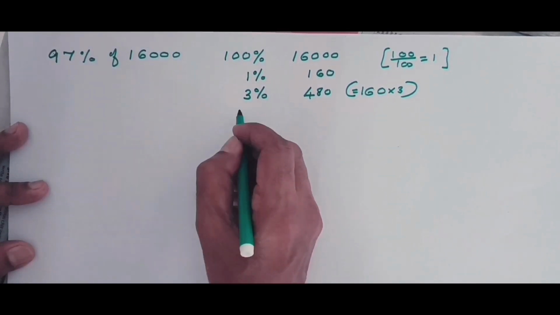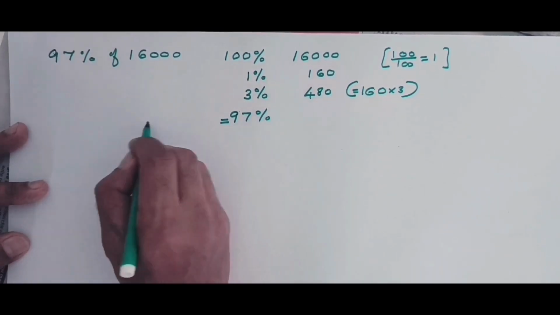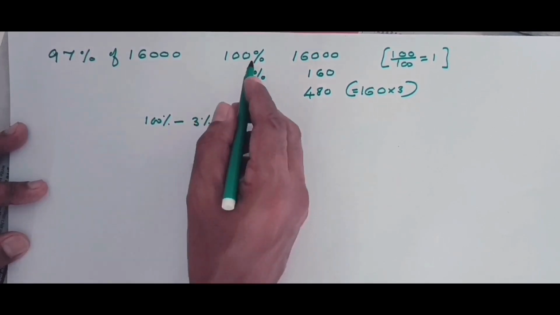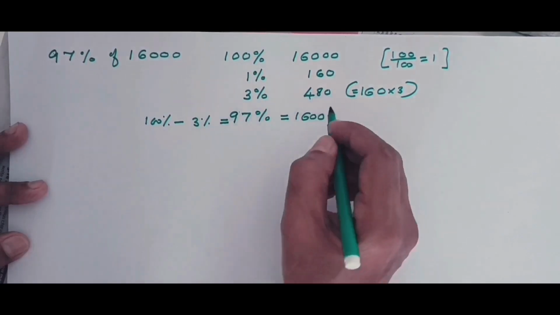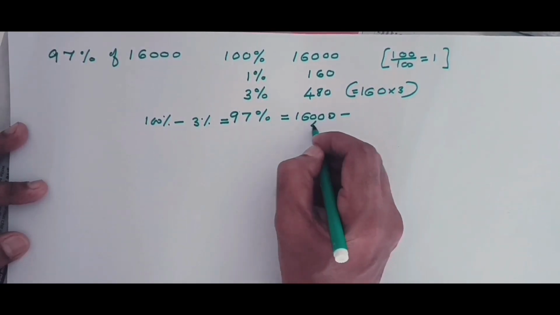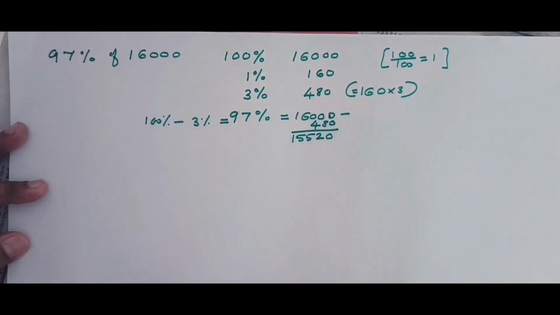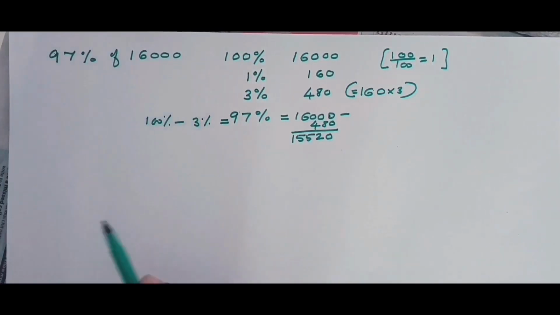Now to find out 97%, what we do is, this we know is 100% minus 3%. So 100% is this. That minus 3% is this, 480. You get 15520. See, in place of 16,000, you can put any number and we will use this strategy. Find 100%, then find 3%, which you can easily work out. Take the difference, you get 97%.